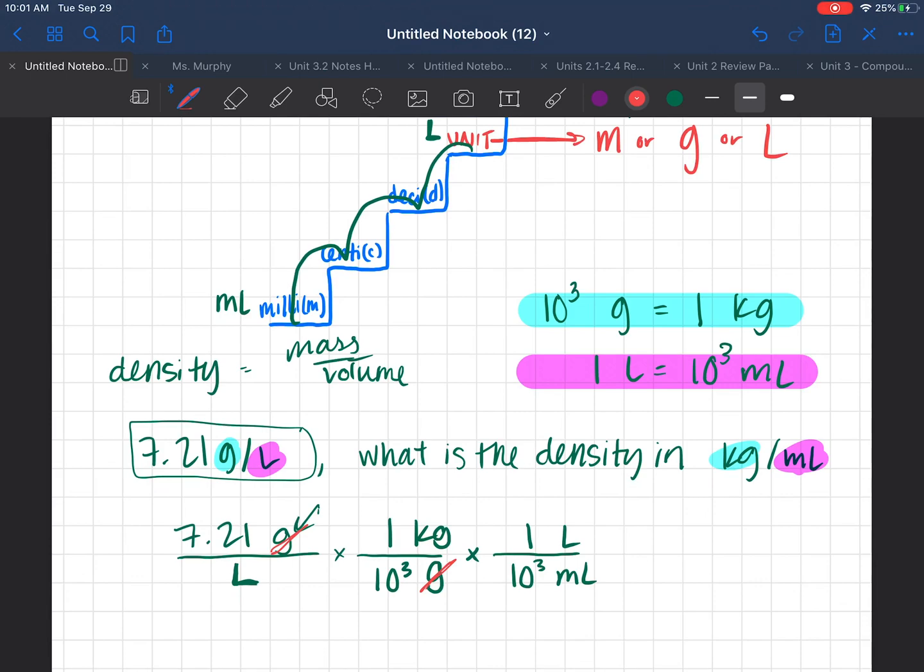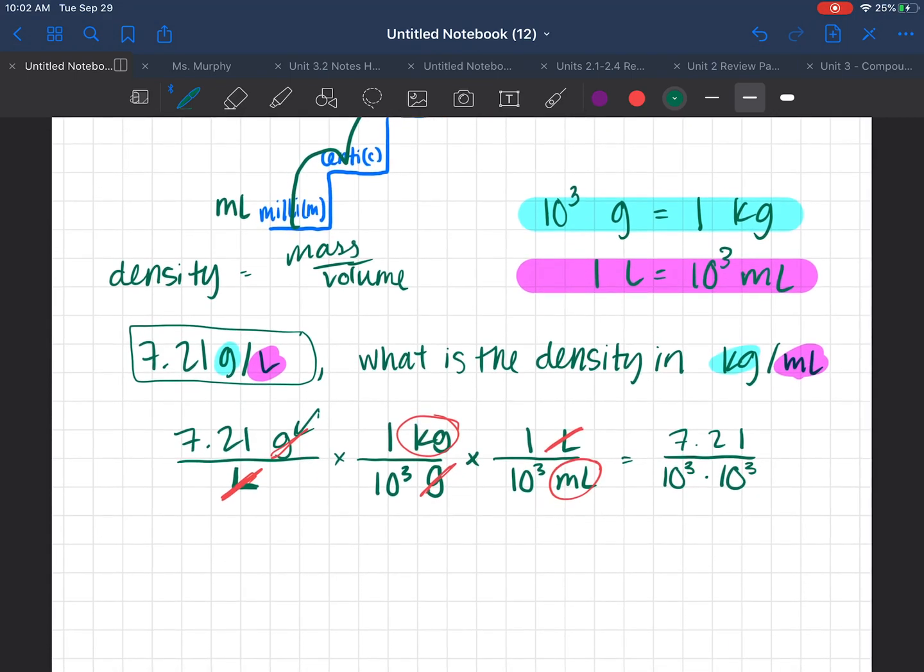Now liters on the top is canceling with liters on the bottom here, and we're left in units of kilograms per milliliter, which is what we wanted. So now we just have to do the math. In our case, we are now left with 7.21 at the top divided by 10 to the third times 10 to the third, or 7.21, you can divide it by 10 to the third, get that number, and then divide that by 10 to the third.